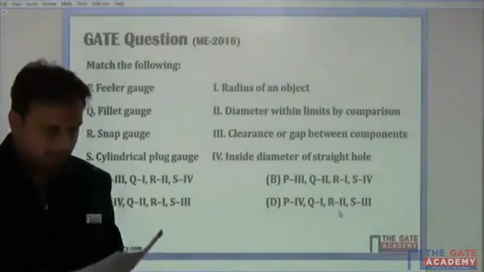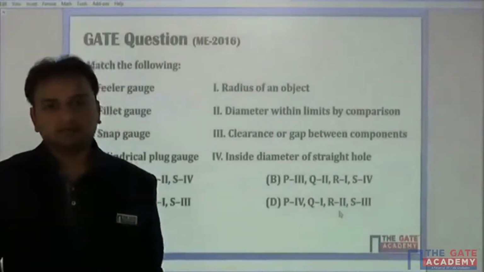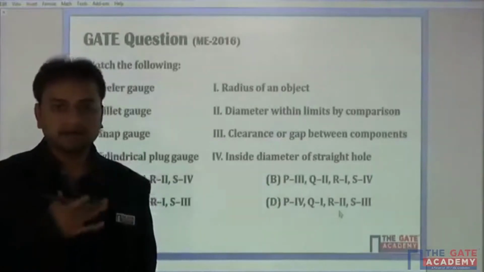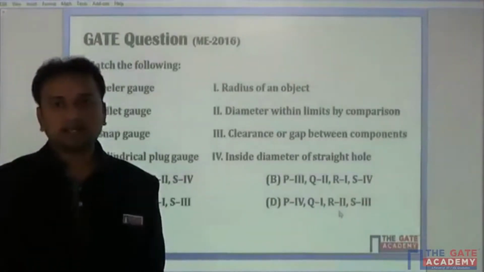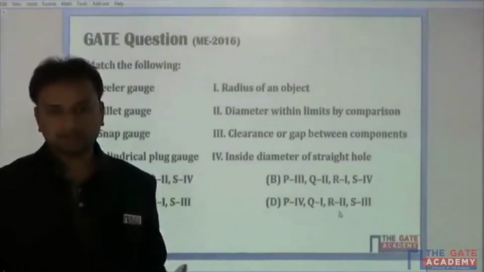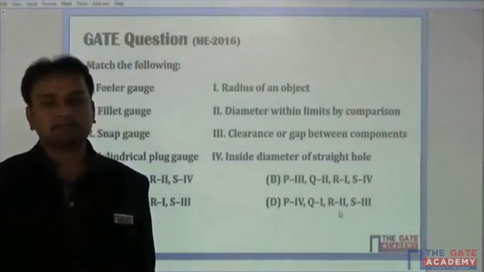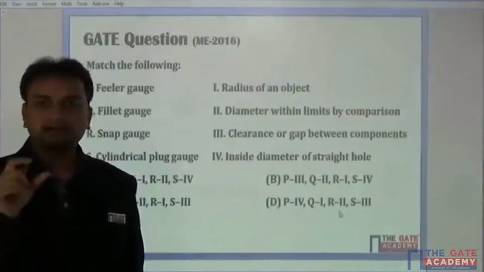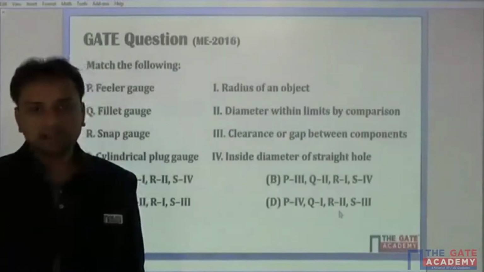Feeler gauges are the strips of different thickness. They vary in thickness, and they are basically used to measure or determine the clearance between two adjoining surfaces. So what we do is we simply insert it in between the clearance, and we get to know what is the magnitude of the clearance depending upon the gap left.